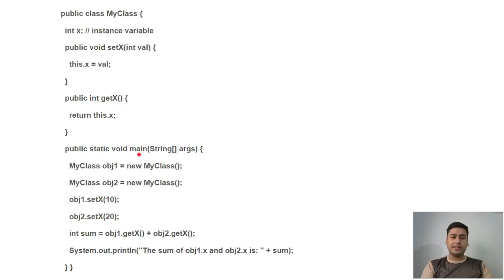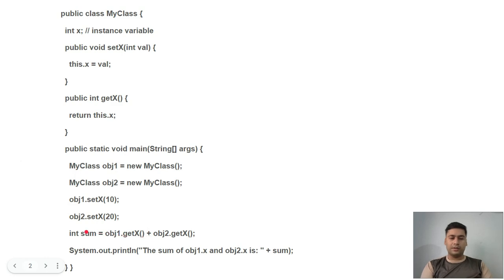And here you can see the main method, public static void main(String[] args). I have created one object with MyClass: MyClass obj1 = new MyClass(). The new keyword is used to create an object of a class. So this is one object of this class. Same thing, MyClass obj2 = new MyClass(). We have created one more object here.